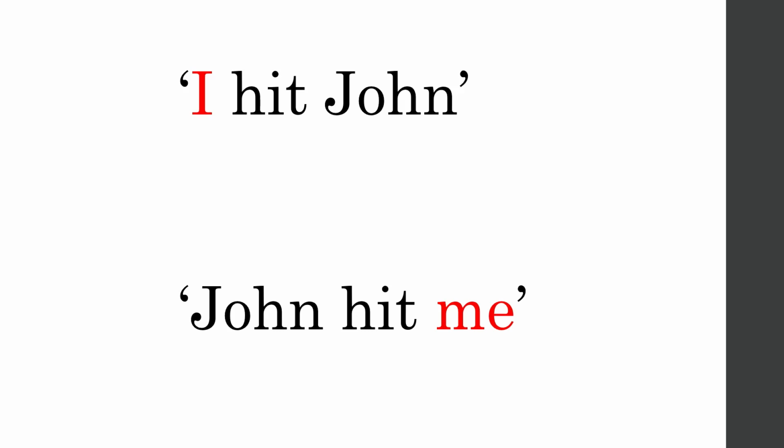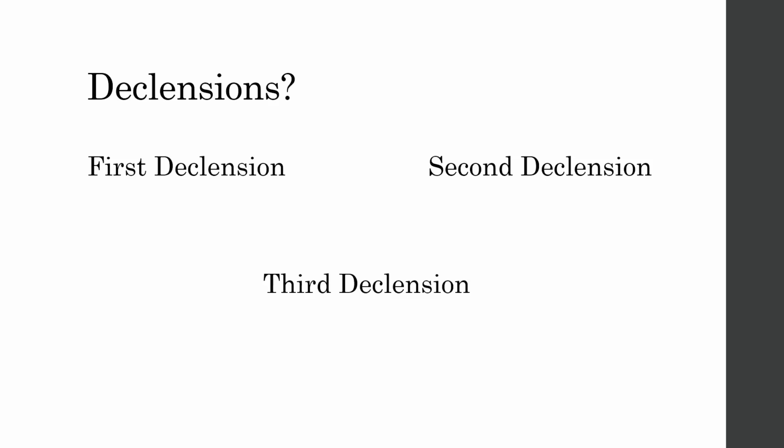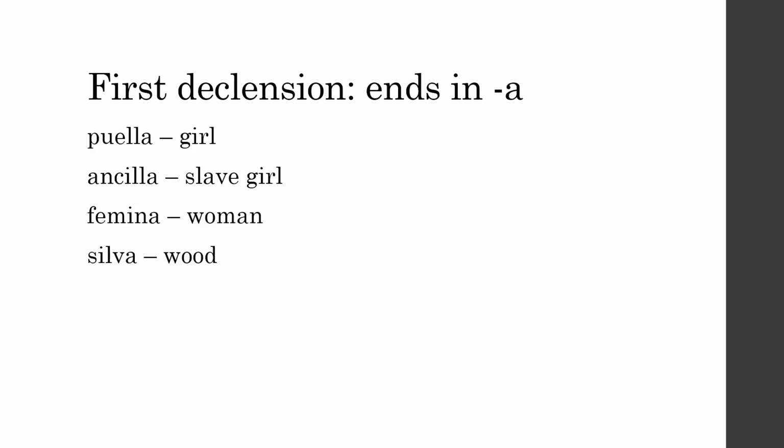But before we look at how cases change a word in Latin, we need to look at something called declensions. Declensions are another way words are categorized in Latin. We have 3 main declensions: first declension, second declension, and third declension. The first declension covers words that end in a, such as puella, ancilla, femina, or silva. Names like Augusta, Claudia, and Pompeia also go into the first declension.